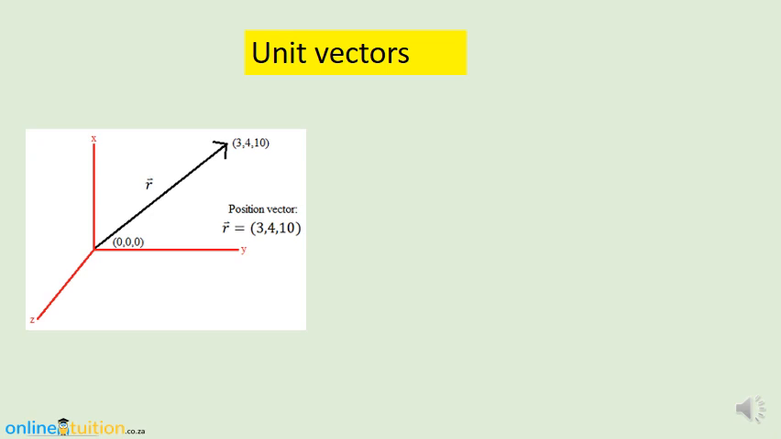Okay, now let's get to the point of a unit vector. What is a unit vector? Well, the same vector as the previous slide, if you remember. That vector had components 3i plus 4j plus 10k. Do you remember the magnitude of the vector? Root of 125. How do we establish a unit vector or create a unit vector from this vector r?